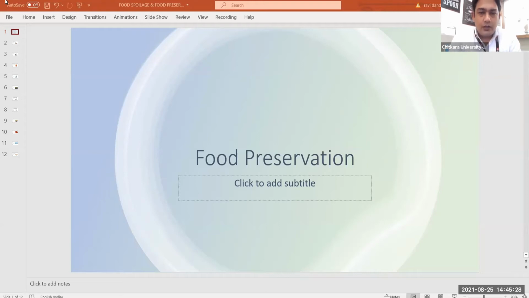So last class we did an exercise on the various kinds of food spoilage, and we understood how they can occur and what the reasons are. That could be growth of microorganisms, temperature, light, oxygen conditions, moisture, or various other reasons.